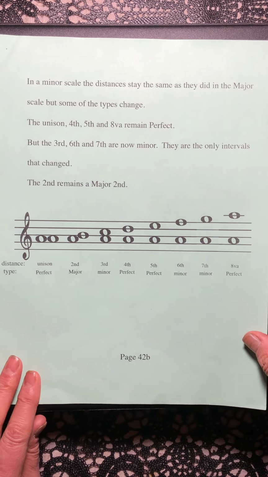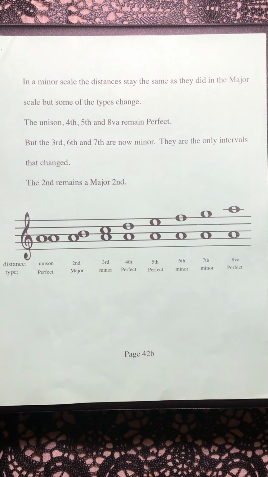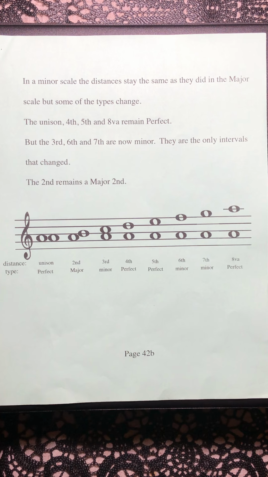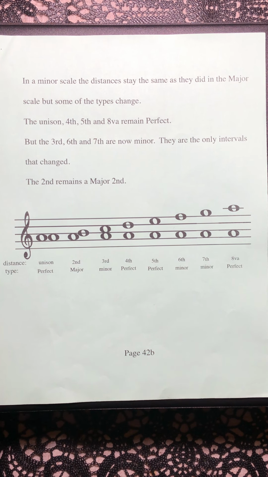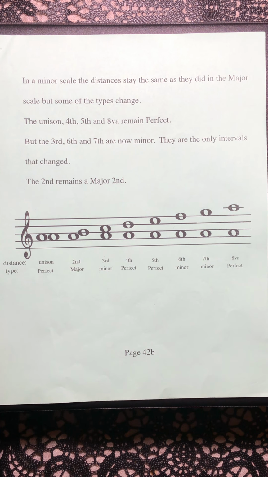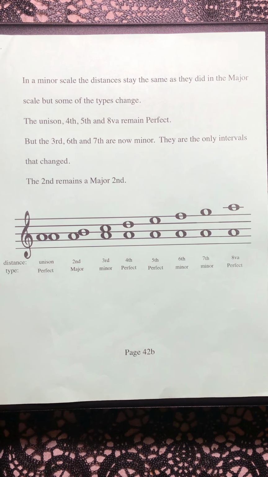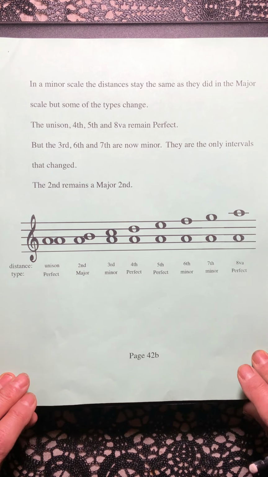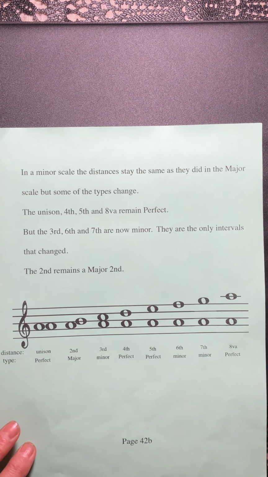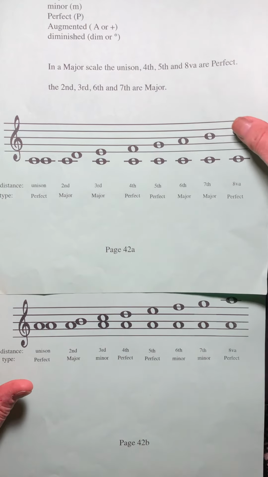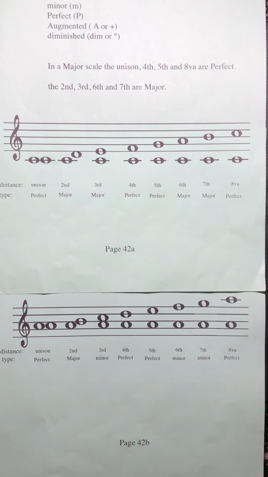Let's take a look at the minor scale. In a minor scale, the distances stay the same as they did in the major scale, but some of the types change. The unison, fourth, fifth, and octave remain perfect, but the third, sixth, and seventh are now minor. They are the only intervals that changed. The second remains a major second. Let's compare the two. This one is major, this one is minor.